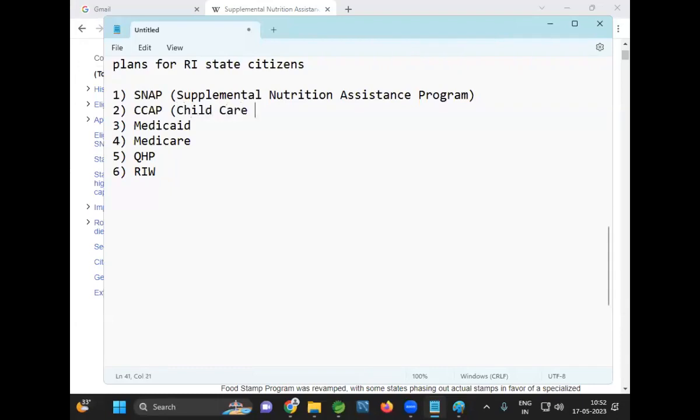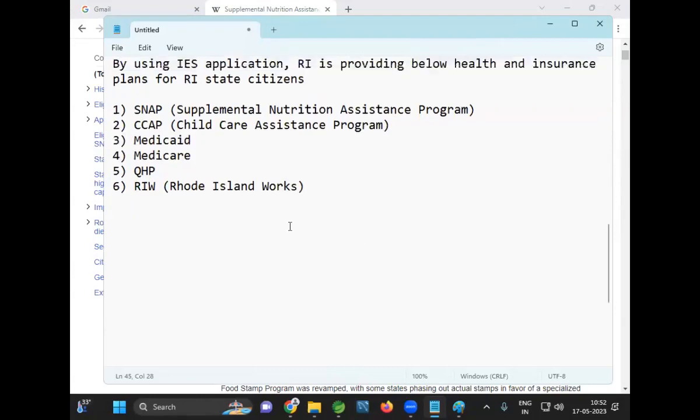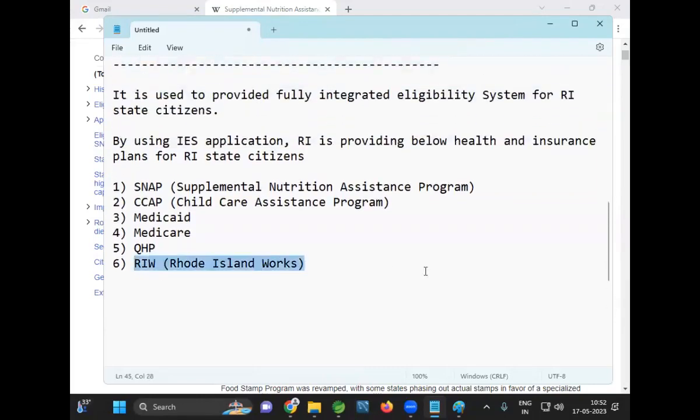CCAP is the Child Care Assistance Program. This is for food related, this is kids related. Medicaid, Medicare, QHP are health related. RIW is nothing but Rhode Island Works. This is applicable for unemployed people, and Medicare is applicable for senior citizens above 60 years. Only those people are eligible for Medicare.